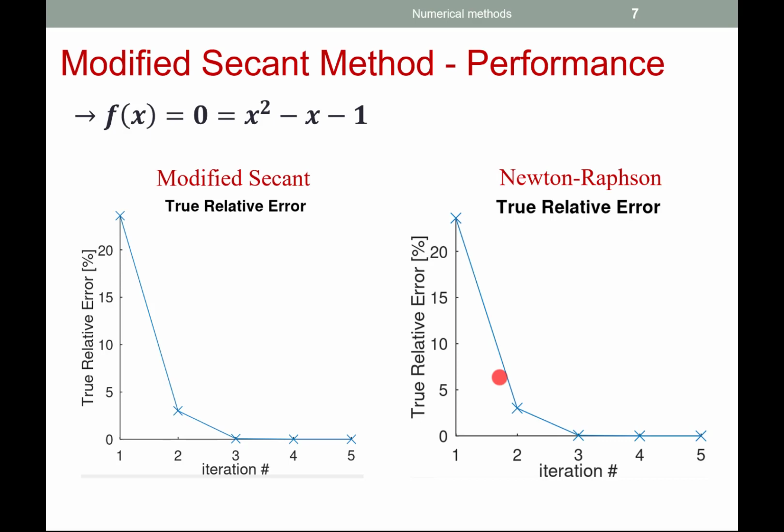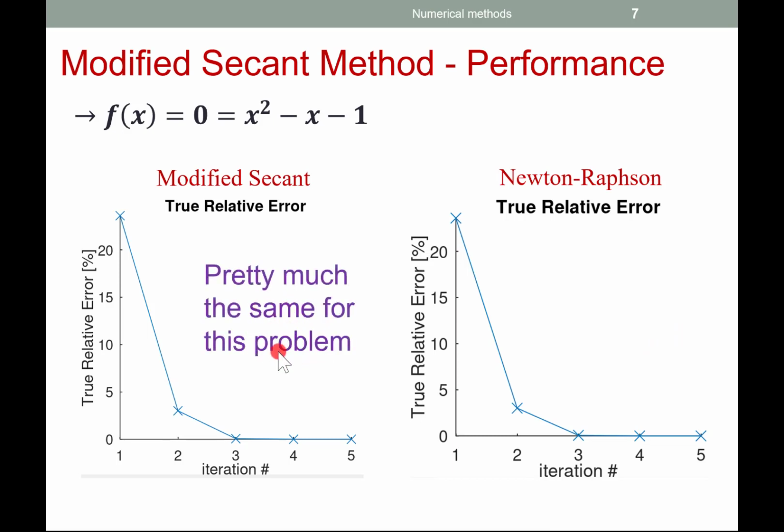Right, so the fact that we picked is 10 to the negative 6, meaning that our estimate for the derivative is pretty accurate. So the Newton-Raphson requires you to find the derivative. Modified secant doesn't. We applied it, and we used a very small step size, and because of that, our estimate of the derivative was really good, and basically there was no difference between the two, right? So you can see here pretty much the same for this given problem.